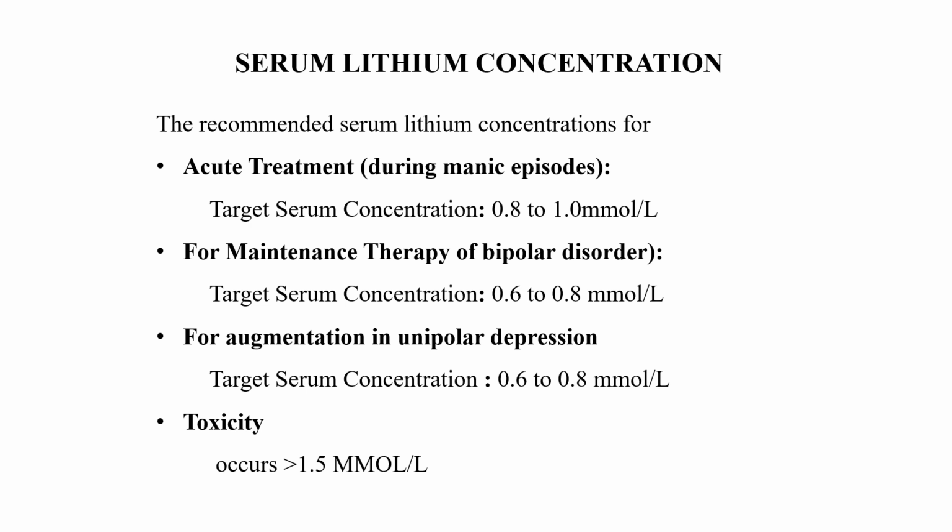These are the serum lithium concentrations in various disorders. For mania, we have to achieve the target serum concentration of 0.8 to 1 millimole per liter. For maintenance of bipolar disorder, it should be 0.6 to 0.8 millimole per liter. And for unipolar depression, it should be 0.6 to 0.8 millimole per liter. And toxicity is seen after 1.5 millimole per liter.